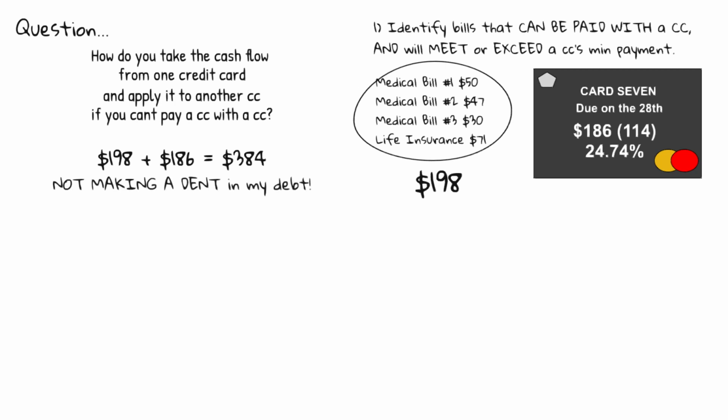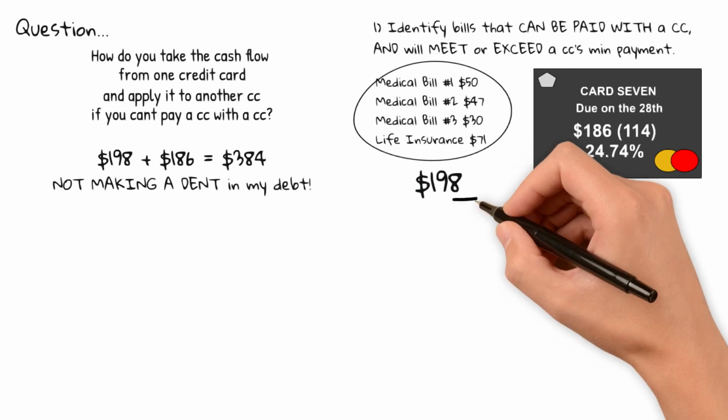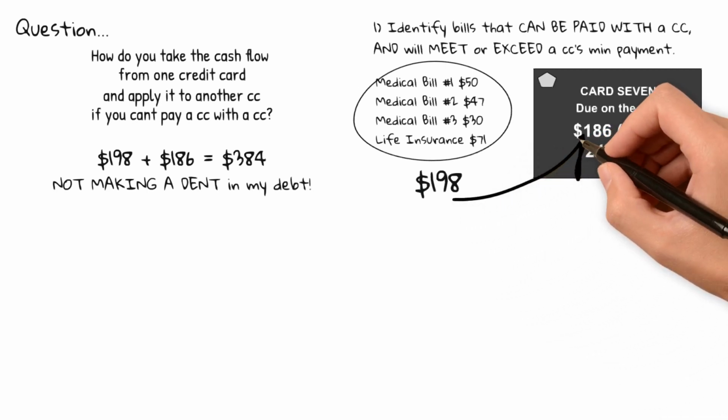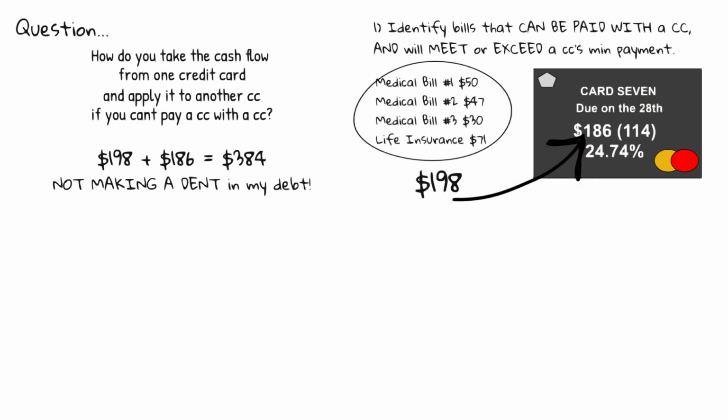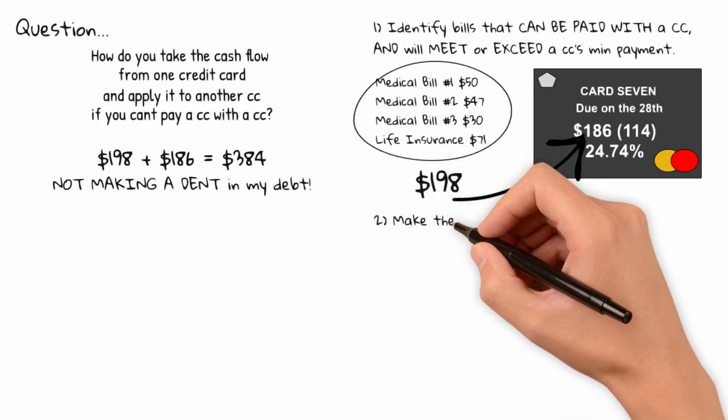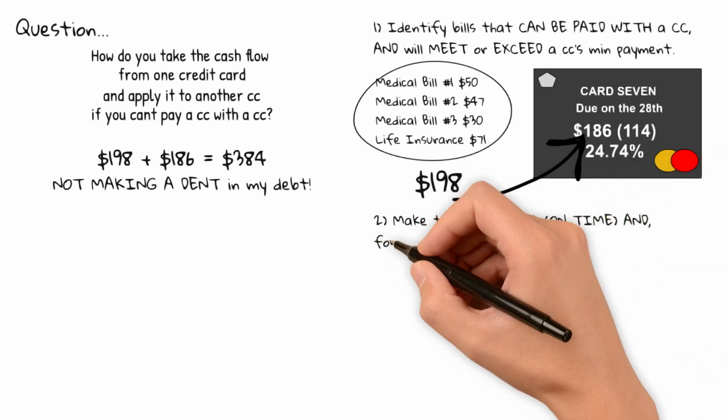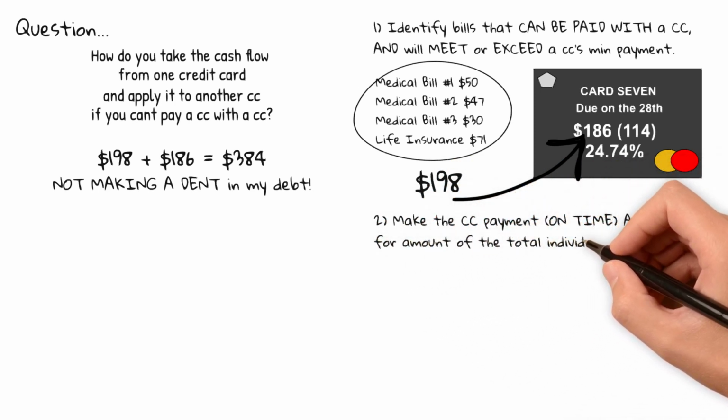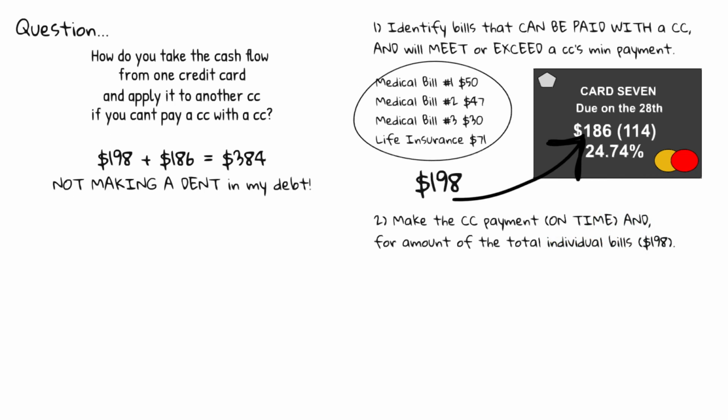Okay, so here's the new way of thinking. We are going to find a bill or multiple bills that meet or exceed a credit card's minimum payment. So we've got that here. We've got $198 in bills and we have $186 in a credit card payment. So now what we're going to do is make the credit card payment on time and for the exact amount of those total individual bills, so the $198.